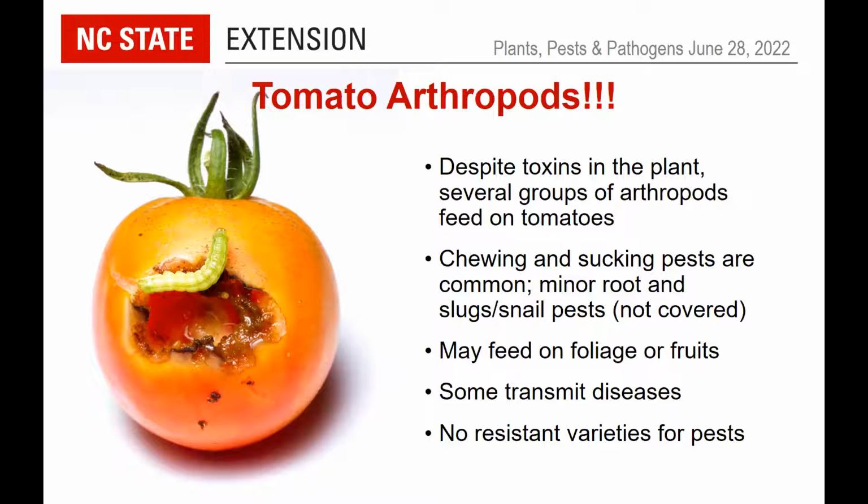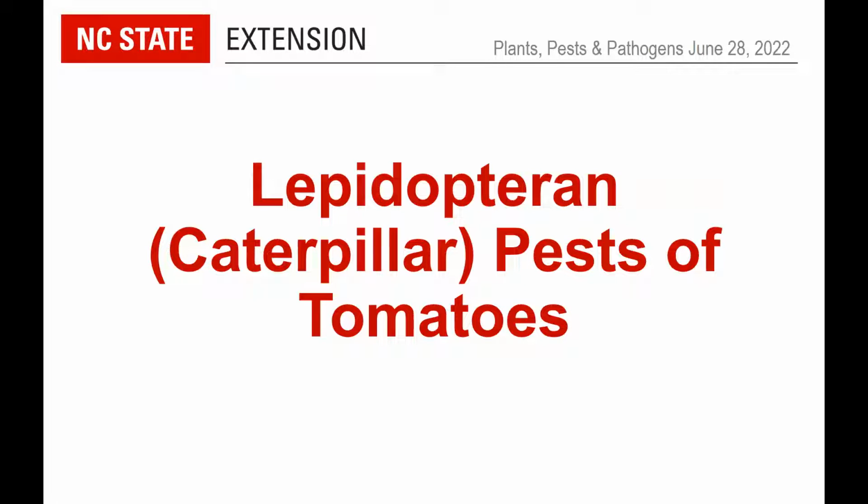So these arthropods may feed on the foliage or fruits. As you see here, a tomato fruit worm doing what it's supposed to do, apparently, by its name, boring into fruits. Some transmit diseases, and we'll talk about them a little bit more in detail. And there's really no resistant varieties for pests. So that'll be important when Charlotte is talking about the resistant varieties, which will be more for diseases than for actual insect pests. Although I read very briefly online that there may be some that could be resistant to whiteflies, but they're not really available. So I'm going to start off with lepidopteran, or caterpillar pests of tomatoes.